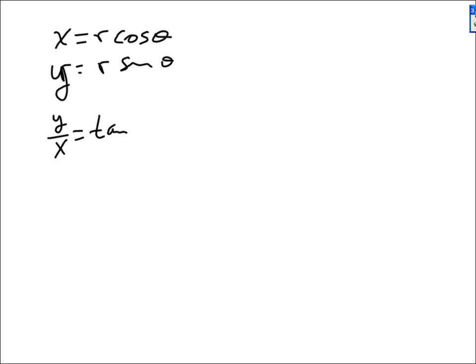Okay, let's reverse the game. What if I give you a rectangular point? Now, before I do this, let me write the rules down. Y is r sine theta, and y over x is tangent theta. So I give you the coordinate 1, 1. This is rectangular, and I'm asking you to write it down in polar.